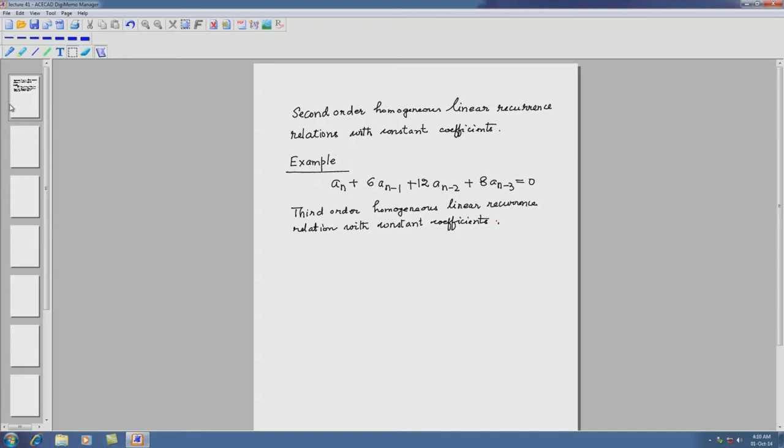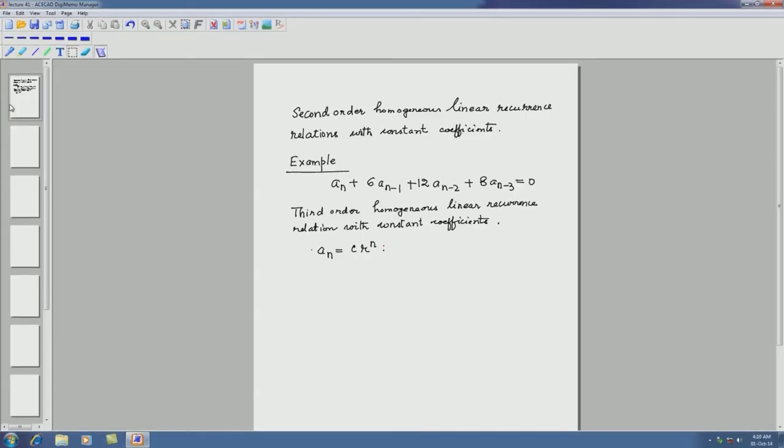Now, we use the technique that we have developed in the last lecture. In exactly the same way, we assume that the solution is of the form a_n = C times r raised to the power n. Then we substitute this in the recurrence relation to obtain C r^n + 6 C r^(n-1) + 12 C r^(n-2) + 8 C r^(n-3) = 0.